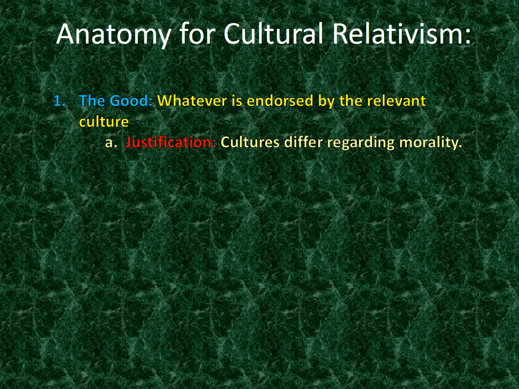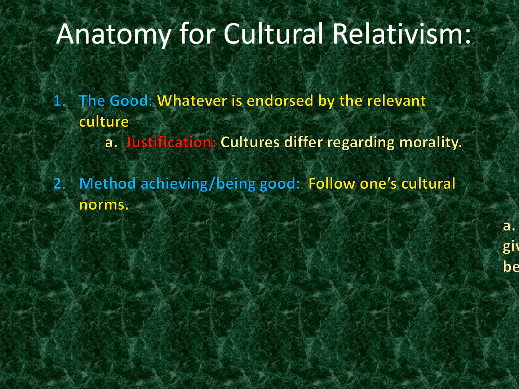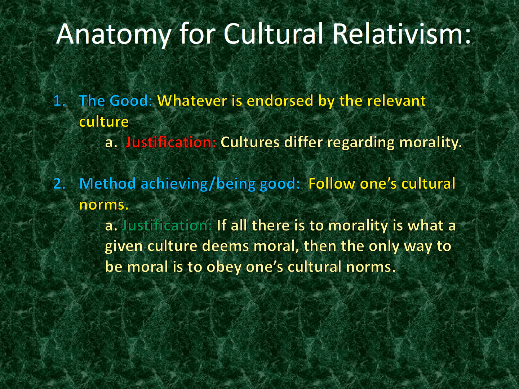The next major section is the method for achieving or being good. For cultural relativism, this is simply to follow one's cultural norms, what is considered moral in that culture. The justification for this is pretty straightforward. If all there is to morality is what a given culture deems moral, then the only way to be moral is to obey one's cultural norms. So with this, we can see both the concept of the good according to cultural relativism and the method cultural relativism endorses for achieving that good. In addition, we can see the breakdown of the major justifications for this theory.